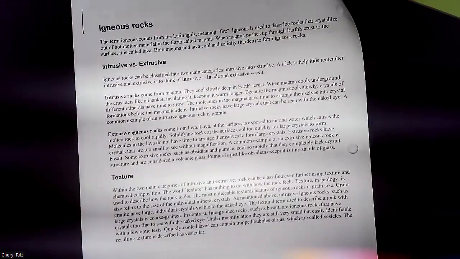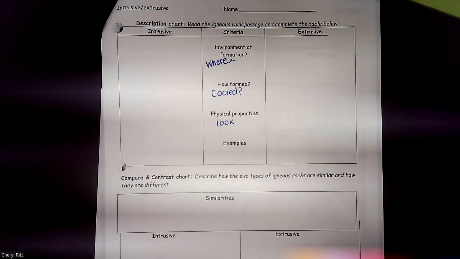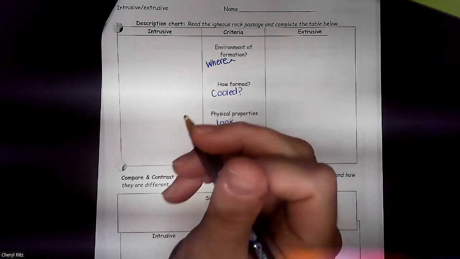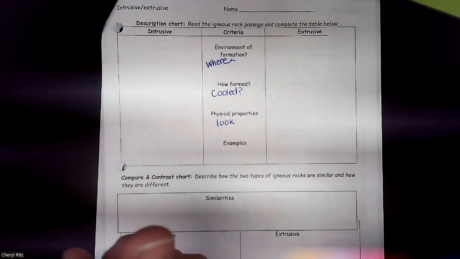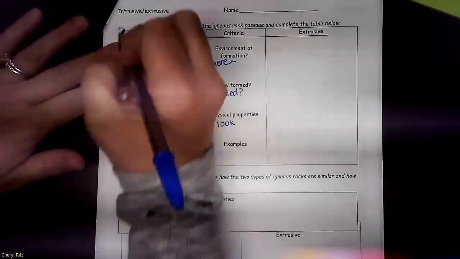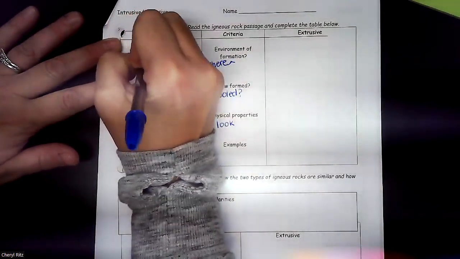All right, so from the reading, let's start with the intrusive. Where do the intrusive igneous rocks form? No, again, it says where. Deep within Earth's crust. I don't even want to include the word crust though. So what we're going to have in the intrusive is deep inside the earth.